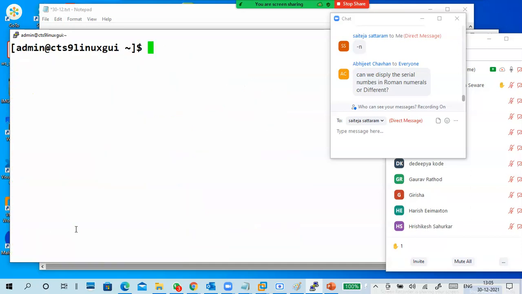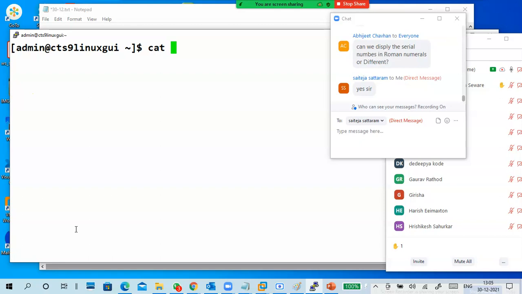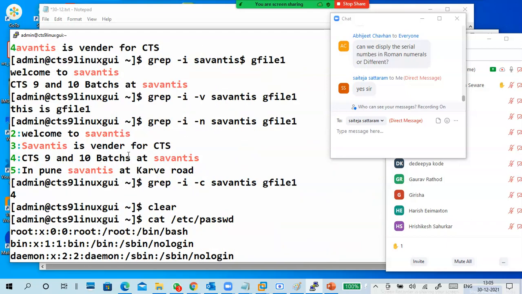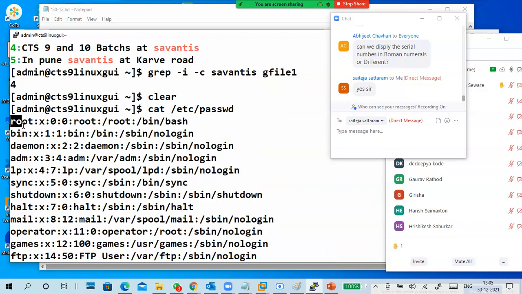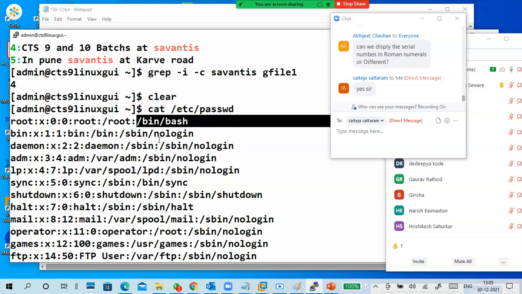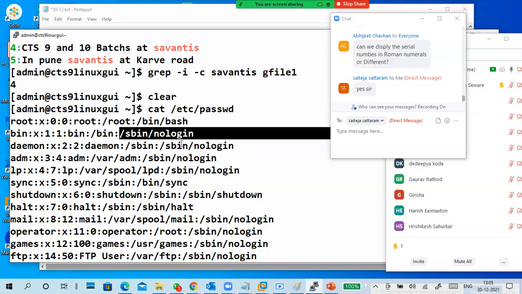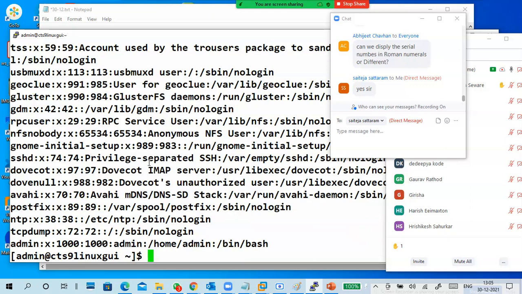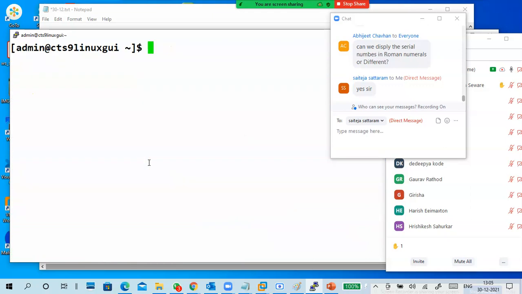See here it is. Cat slash etc slash passwd. Again I'm going back, but this time you will tell the answers. So from root, you can see the lines. Root is there, bin bash is there, sbin nologin is there, and some have some numbers like this. We'll do certain patterns here.